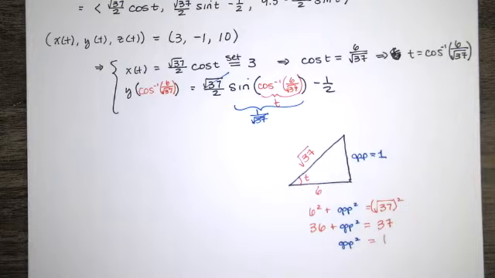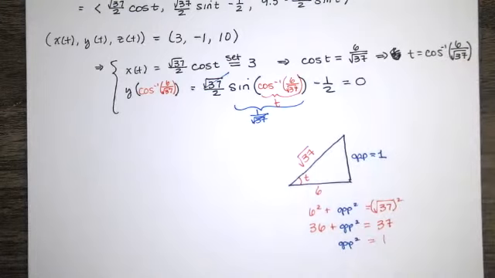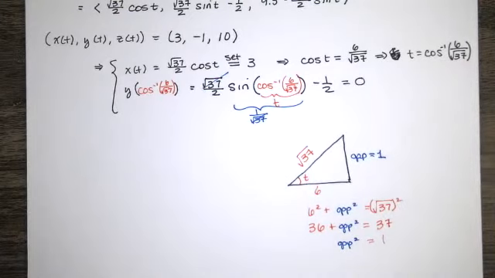Ooh, which is 0, not -1. Did I make a mistake somewhere? It's not giving me what I want.